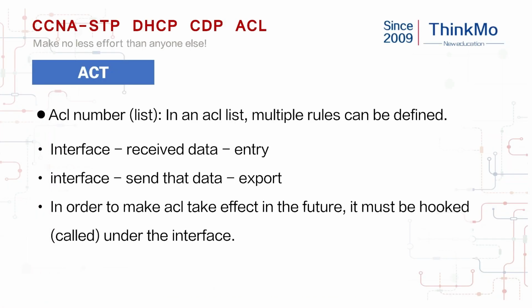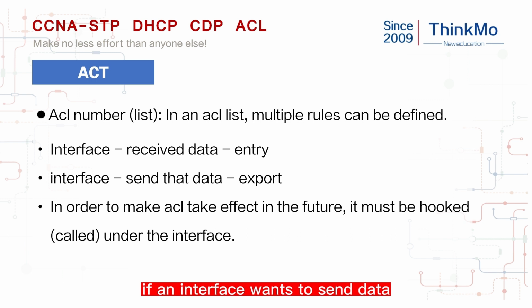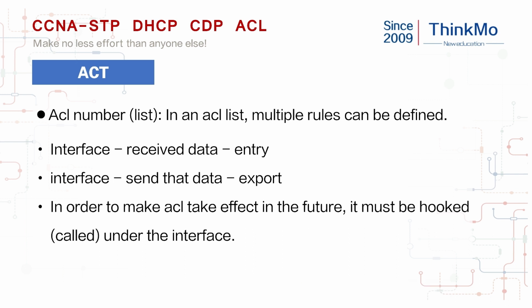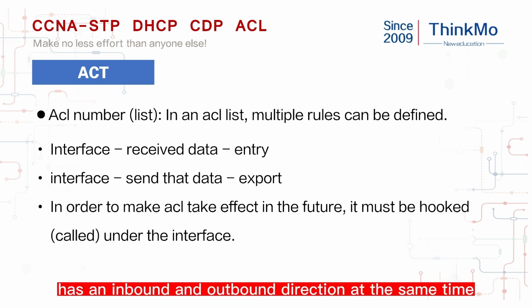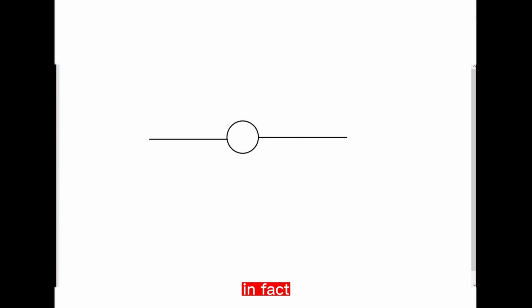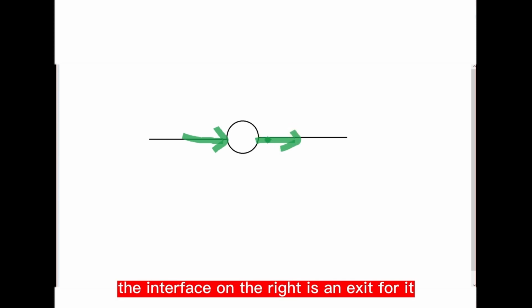For ACL, it is a function. If an interface receives data, then this interface is an entry point for data. If an interface wants to send data, then this interface is an exit for data transmission. Therefore, the interface has an inbound and outbound direction at the same time. But for data sent from left to right, the interface on the left is the entrance and the interface on the right is the exit.